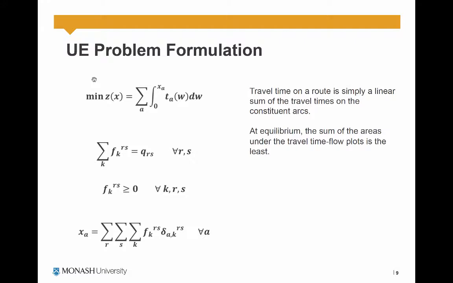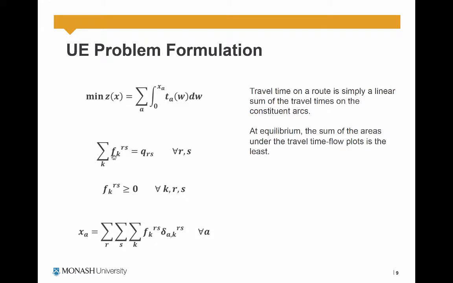As you saw in the previous activity, the user equilibrium flows can be obtained by minimizing the sum of the areas underneath the travel time flow curves. So here we specify an objective function in this optimization problem for user equilibrium. We want to minimize that z function, which is the summation of the areas under the travel time flow curves. This integration represents that area underneath the curves, where we have an integral from 0 to x_a, the link flow, and t_a is the travel time function. Subject to a few constraints.